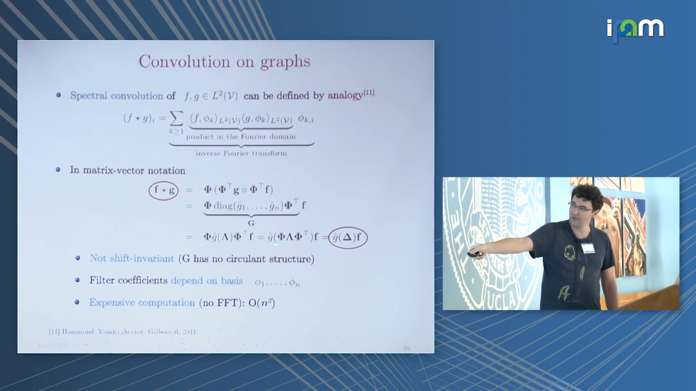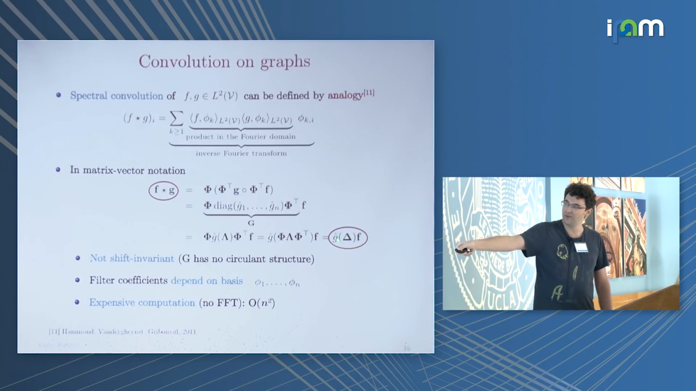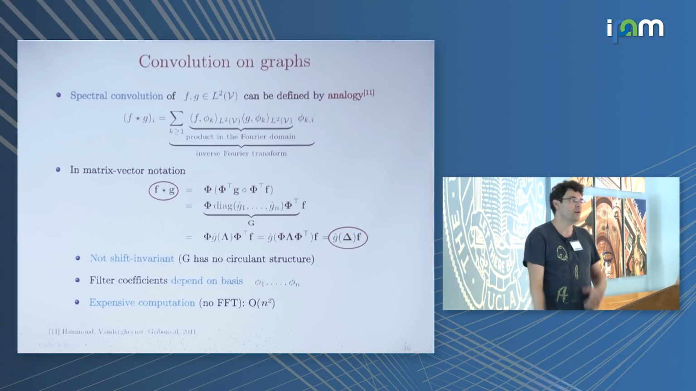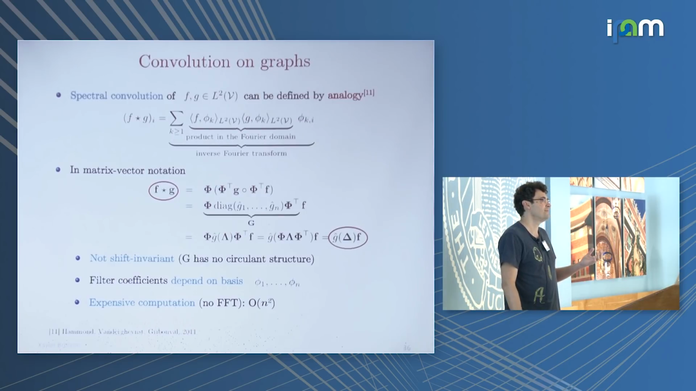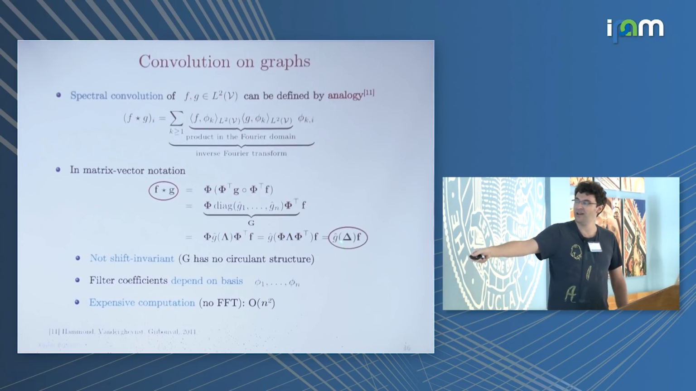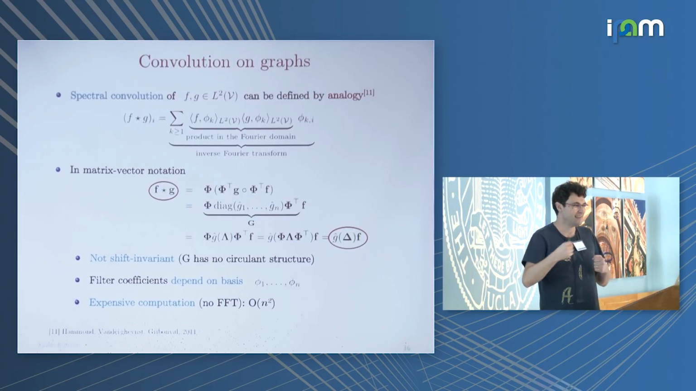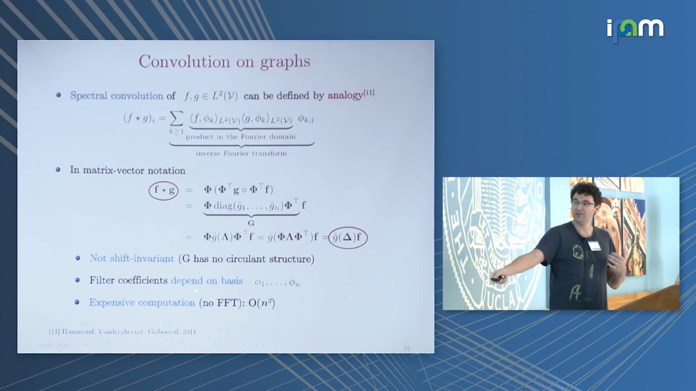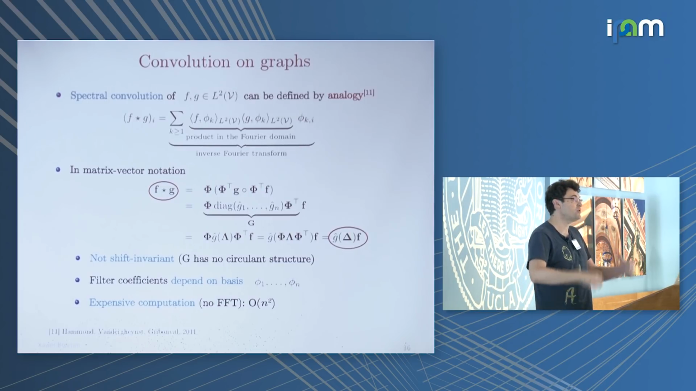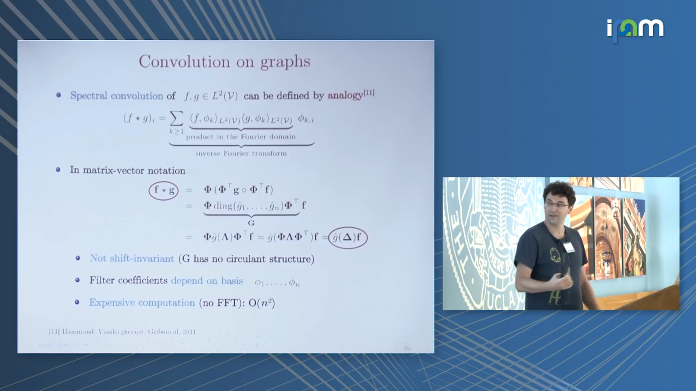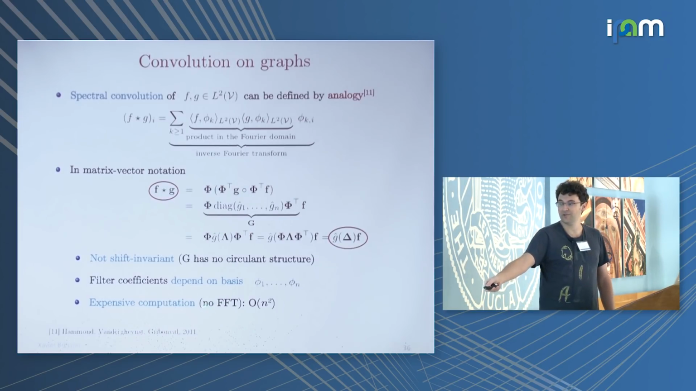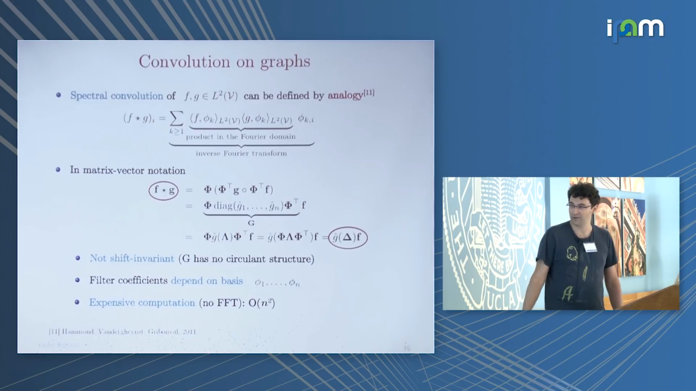If I do a little bit of computation, what I have is something I want you to keep in mind: doing the convolution is just applying the Laplacian to f, where to this Laplacian I apply some spectral function. Convolution is applying the Laplacian to f with some spectral function. So this is not shift invariant, I'm going to show you that in the next slide. And the coefficient depends on the Fourier mode, so if you change your graph, this is not going to work. And this can be very expensive because you have no FFT, so you get n squared.